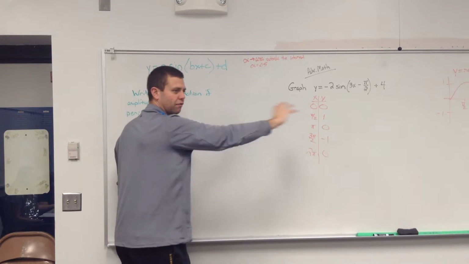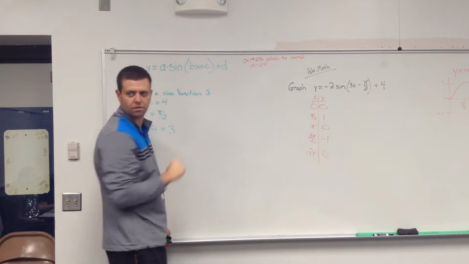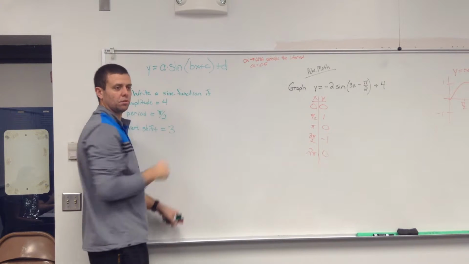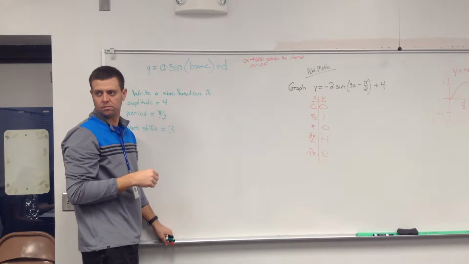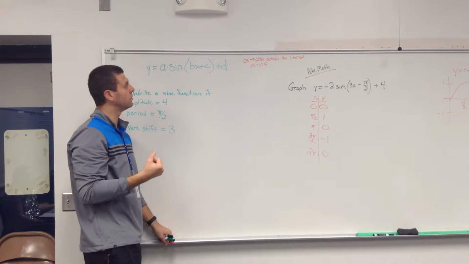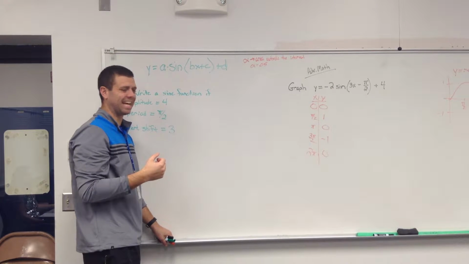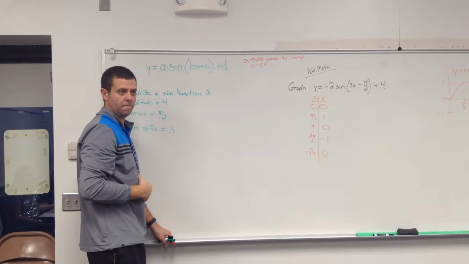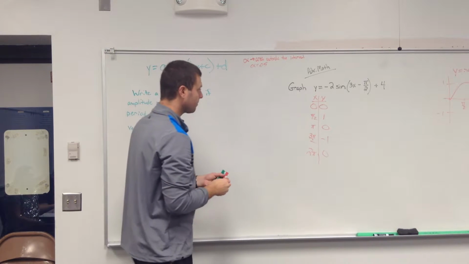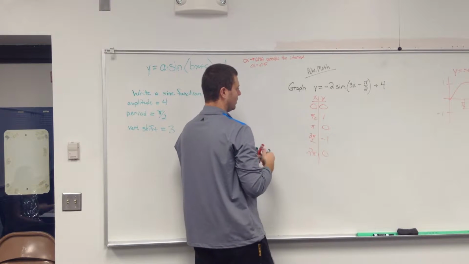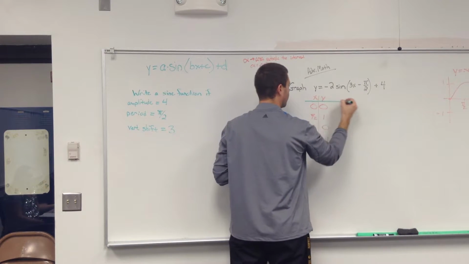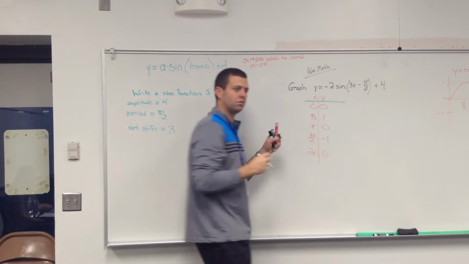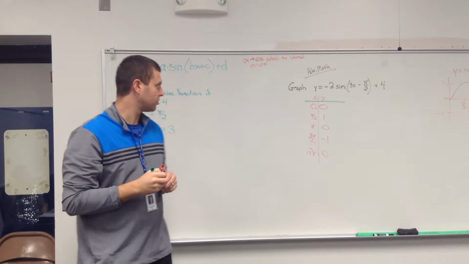How do you figure out your phase shift, your left and right phase shift? You set the parentheses equal to 0 and solve for the variable. That's how you find your phase shift. And then how do you determine the midline? That's this value back here. So what I'm going to do is start adjusting these coordinates of my parent function based on the values that are given to me in that function.